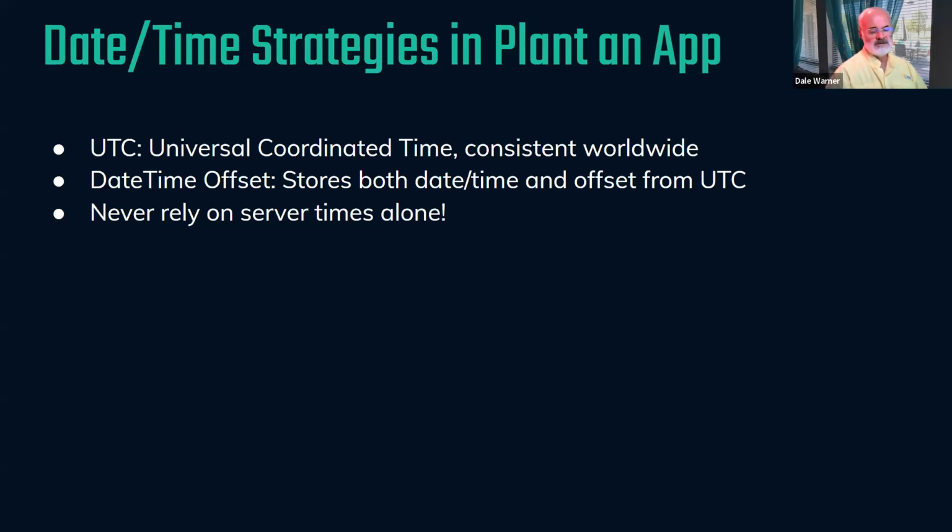Our recommendation is don't rely on server times alone. We'll demonstrate on a server that has a server time. Actually, the server we're going to be using today has its server time also set to UTC. That's our Plant and App standard. But some people set the server time to a different time zone, and then you have three different times you're dealing with. What time does the user see? What time is on the server? What time is UTC? And it starts getting confusing.